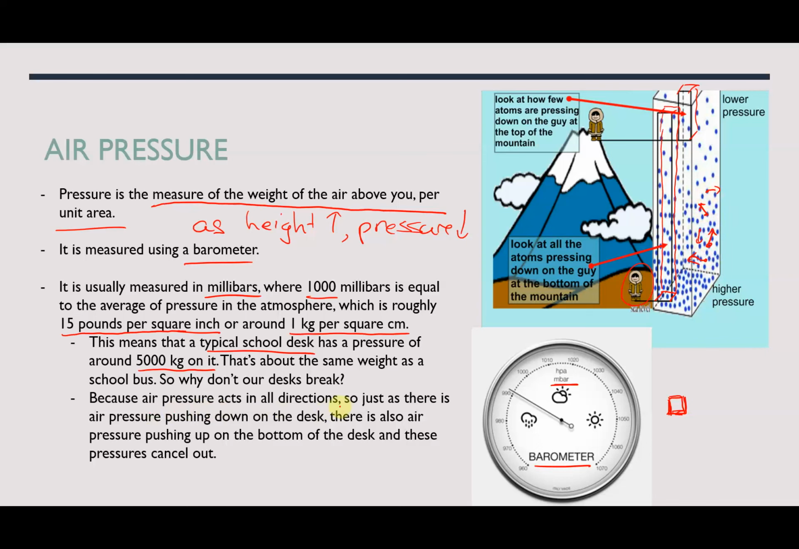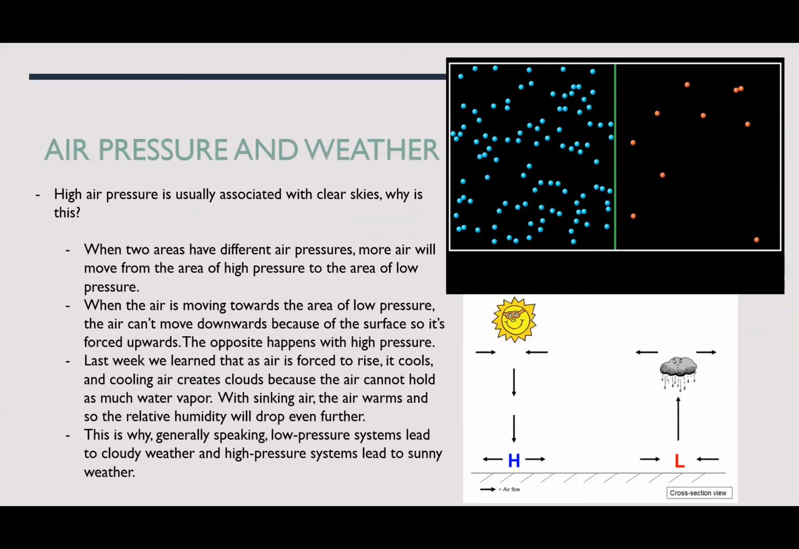So even though you have a huge amount of pressure pushing down on your desk, thankfully you've got air pressure underneath your desk, which is pushing back up. It's pushing up on the bottom of it, and it's pushing down on top of it, and these air pressures sort of cancel themselves out. So that's why your desk doesn't collapse. Yes, there is about 5,000 kilograms worth of force pushing down on your desk, but there's also around 5,000 kilograms of force pushing up on the bottom of your desk as well. So that's what prevents it from just collapsing under the weight.